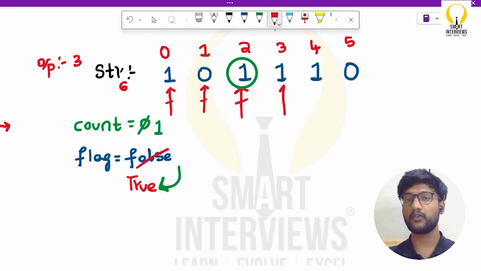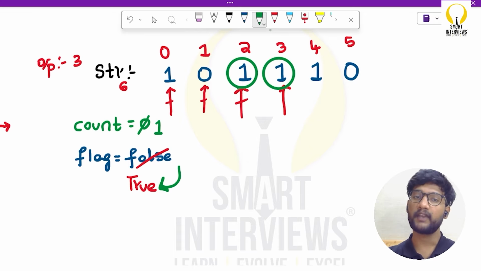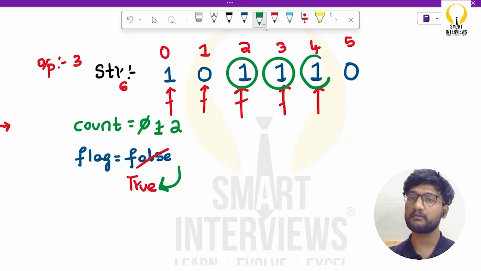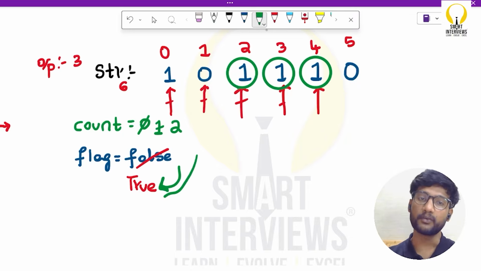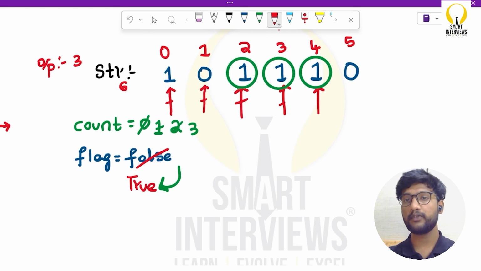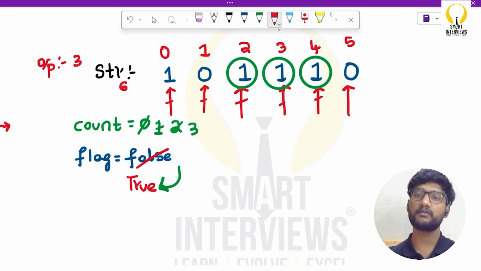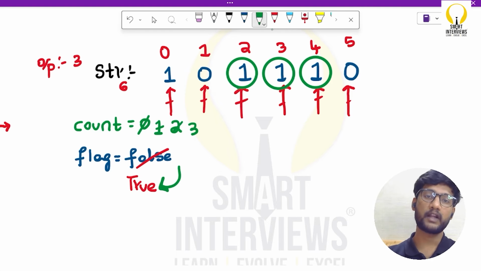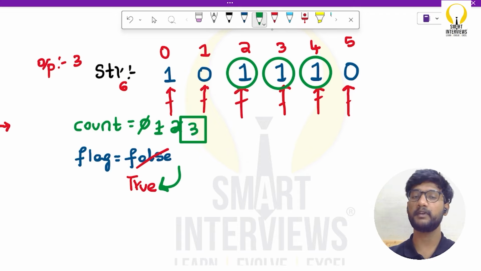Again, moving forward, you have encountered 1. So that means it's a pulse period, and my flag is also true, so I'll increment my count. Again, moving forward, you have seen 1, which is a pulse period, and your flag is true, which means you have somewhere encountered your silence period, 0. I can simply increment my count. Again, moving forward, you have seen 0, and you can't do anything, and you simply come out of the entire string. So your answer will be 3. You will simply print 3.